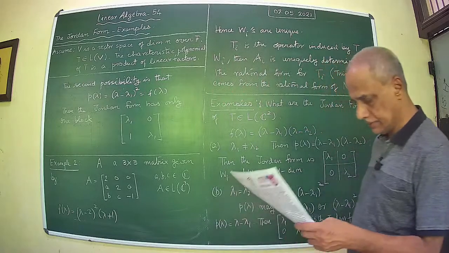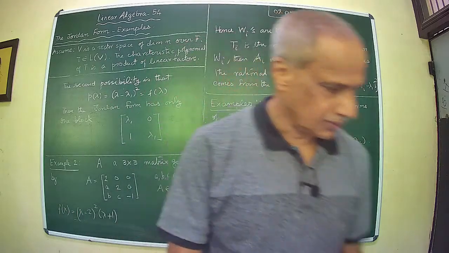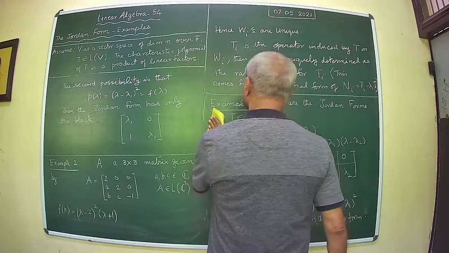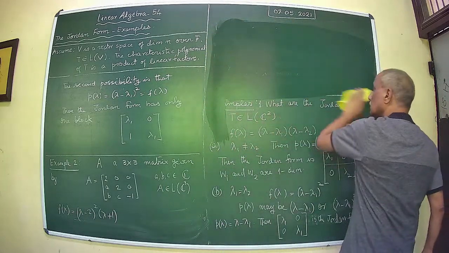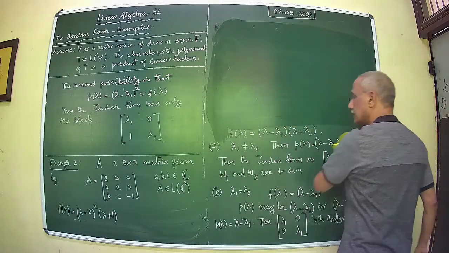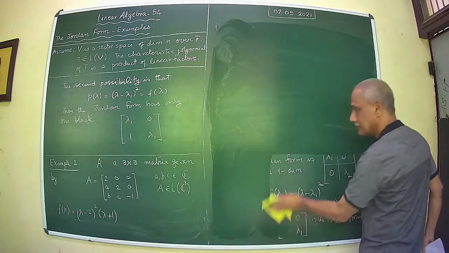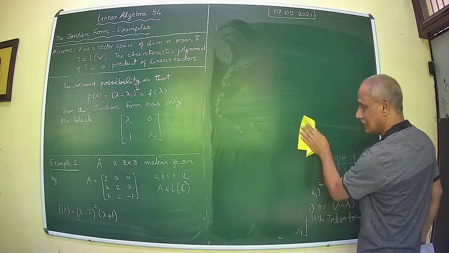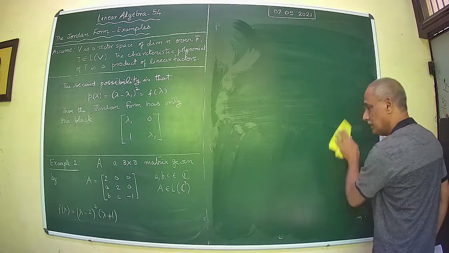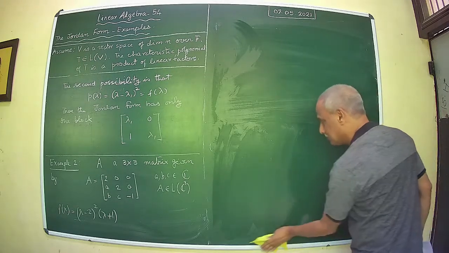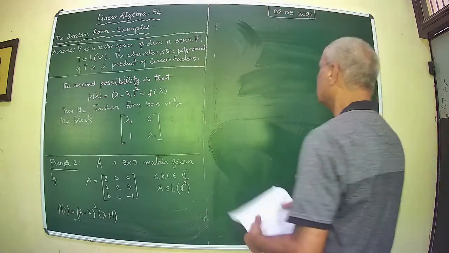Then there are two possibilities. The possibilities are the following. There are two possibilities for the minimal polynomial. What are the possibilities? One is that lambda minus 2 whole square into lambda plus 1 itself. The other one is lambda minus 2 into lambda plus 1. So there are two possibilities.